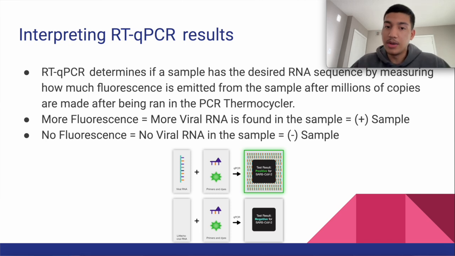And if we were dealing with a negative sample, we wouldn't be generating fluorescence because our primers shouldn't find any viral DNA copies. Thus, the fluorescent dye won't attach to any DNA copies generated while it's in the thermocycler in a negative sample. Thus, no fluorescence or very little fluorescence will equal no viral DNA detection in a sample, resulting in a negative COVID-19 test.